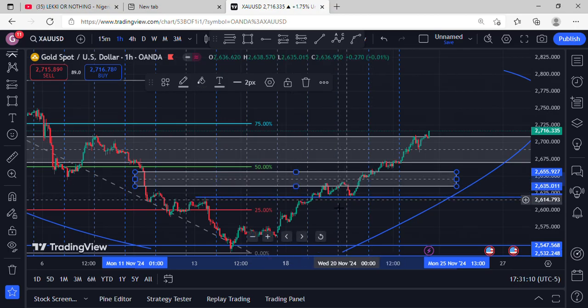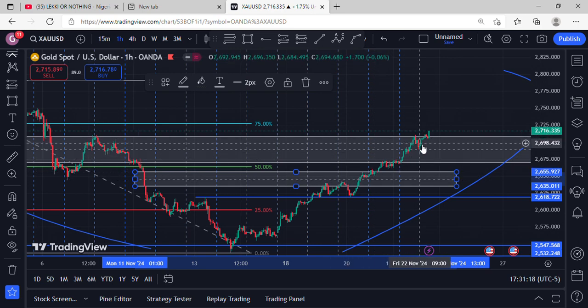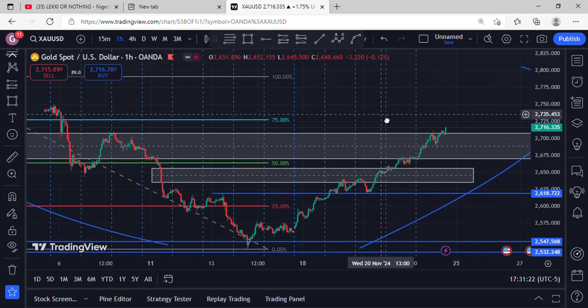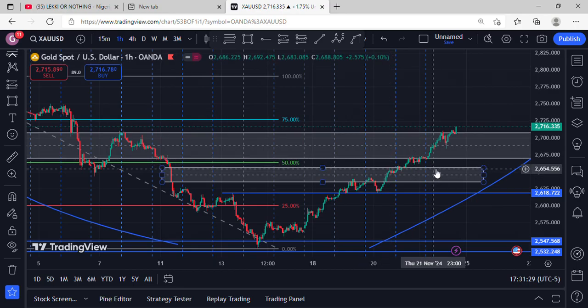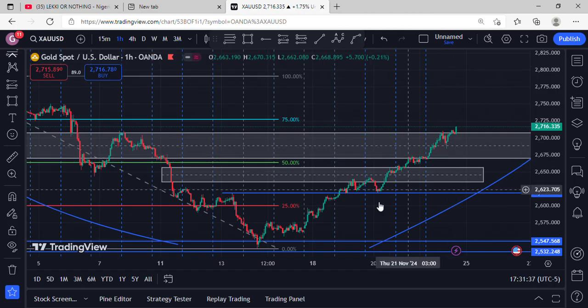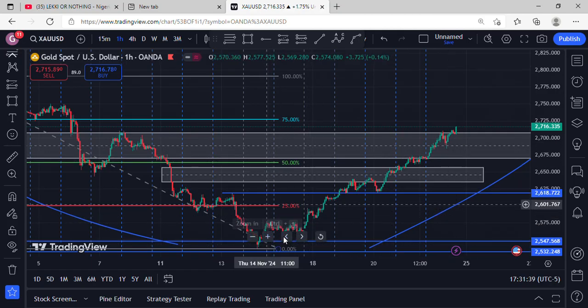See, so the moment we disrespect it just a touch right here on the 50%, and then we rally again, right? So that is how we can use dealing range to navigate through price, and not necessarily waiting for internal to external or anything like that. So once you have your bias fixed and you know where price is going, you can just go into the lower time frame before all of these prints.